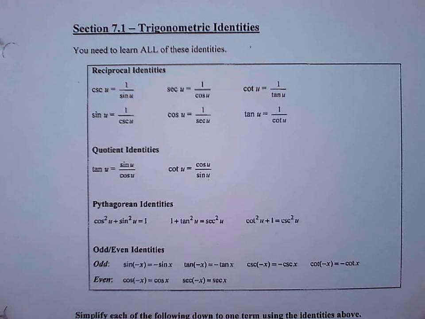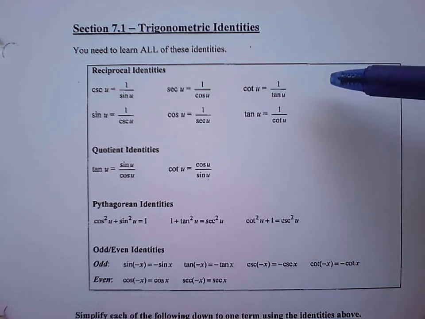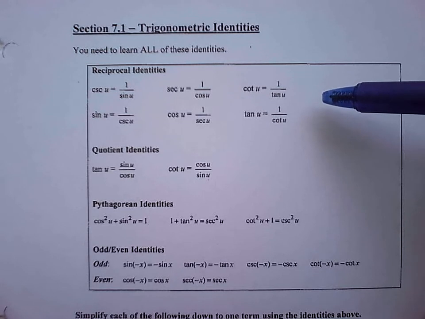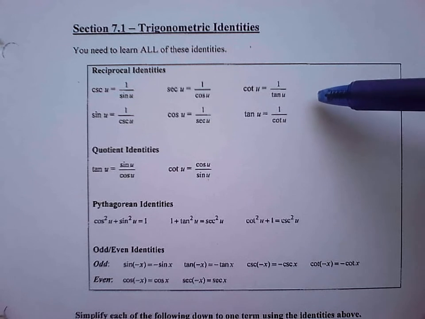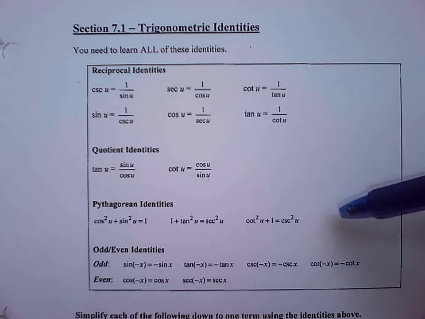Alright, in this lecture video we're going to talk about section 7.1, which are the trigonometric identities. And these trigonometric identities are really important for you to know off the top of your head. If you know these off the top of your head, it's going to make the problems that we go through a lot easier to follow, and you're also going to be able to solve your homework and your exam questions, and the final exam questions a lot easier.